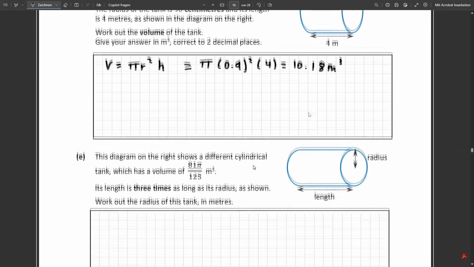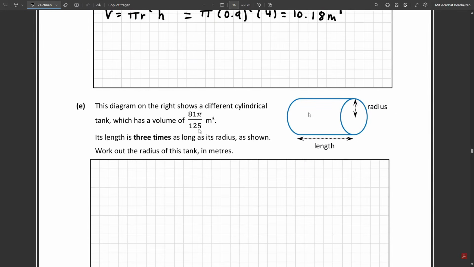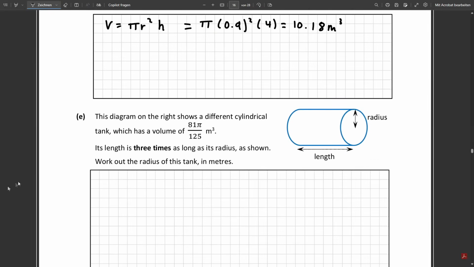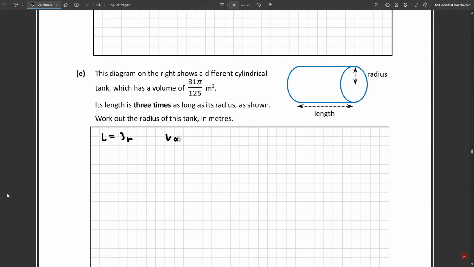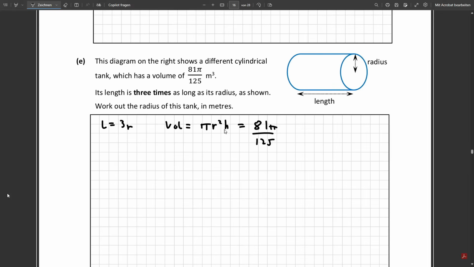Here's a different cylindrical tank. Length is 3 times longer than the radius. So basically, you can write that in maths. L is equal to 3r. And then we know that the volume is equal to pi r squared h from the tables book, or from how I said. And the volume is equal to 81 pi over 125. Now we know that I wrote L, but the length is kind of like the height. So I'll just change that to h.